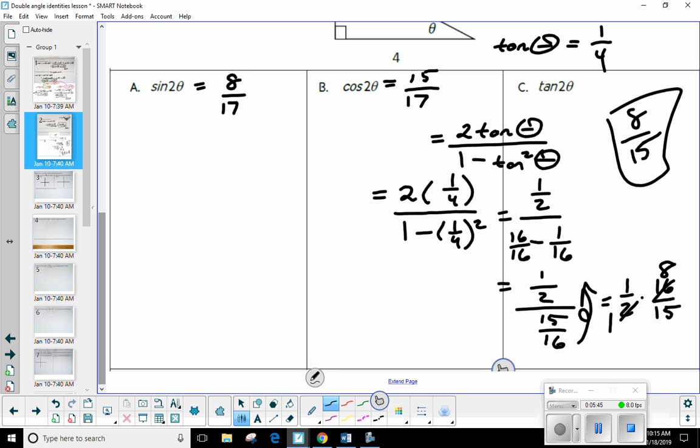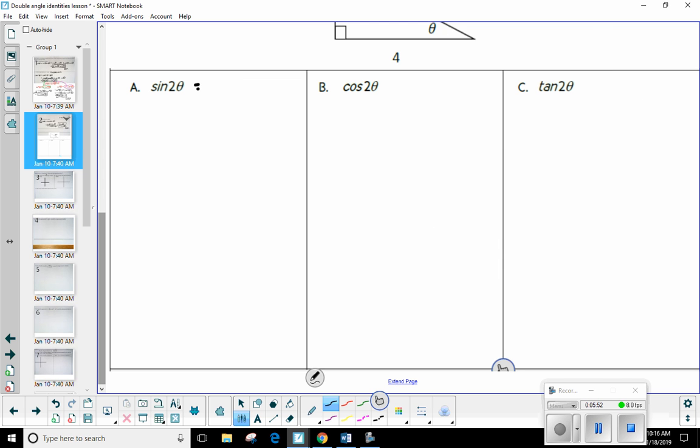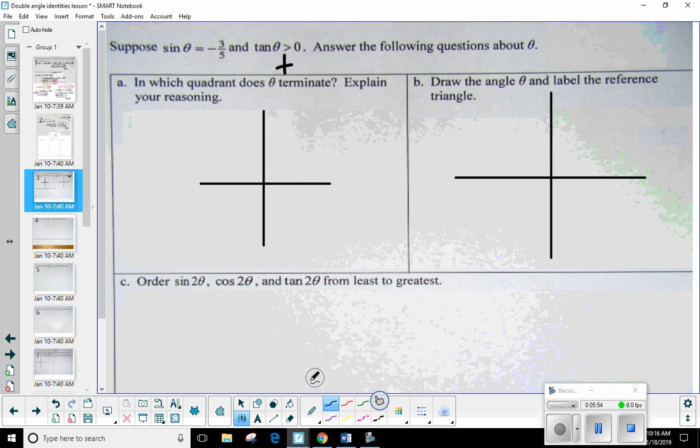All right. Well, let's go ahead and work one more problem, and that's all we're going to have for today. So this one is slightly different. We are going to have to create the triangle ourselves, but as far as the identities and the simplifying, that remains the same. So we're given sine of theta is -3/5, and we know that tangent of theta is greater than 0, so that tells me positive. So A, in which quadrant does theta terminate?